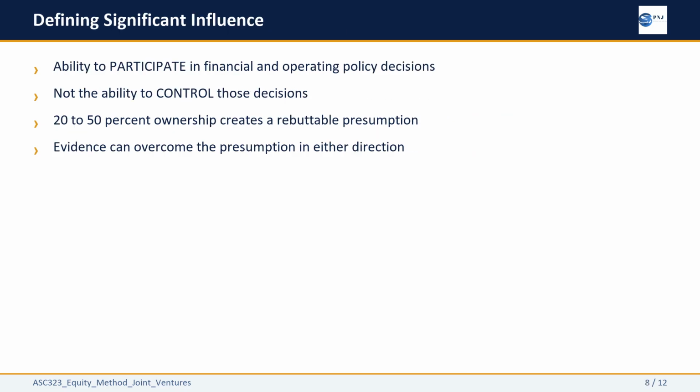Significant influence is a specific accounting concept. It means the ability to participate in the financial and operating policy decisions of the investee, not to control them, just to participate. When you own between 20 and 50% of the voting stock, US GAAP presumes you have that ability. But that presumption can be rebutted, which means evidence can prove you do not actually have significant influence even at 30%, or that you do have it even at 15%. The next two slides will show you exactly what evidence to look for.